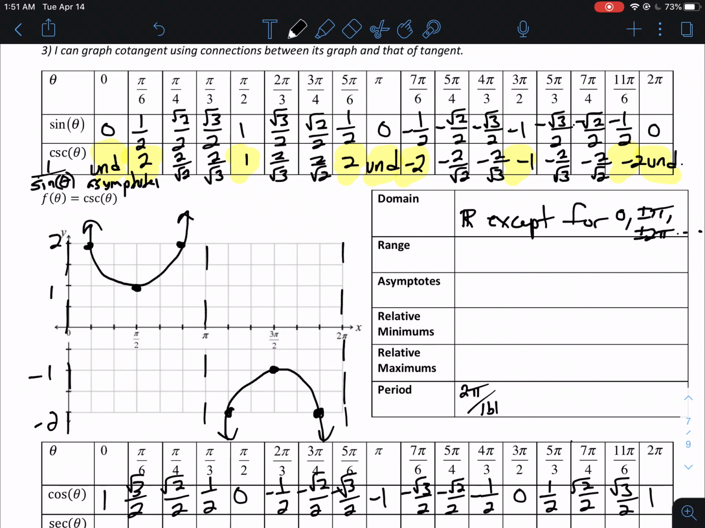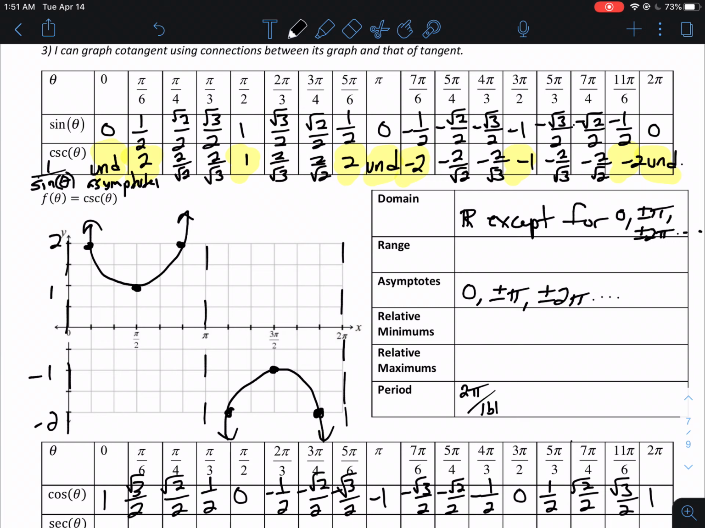So all the whole number values for pi are going to be our exceptions. Those are where the asymptotes are. So that would be a good thing to include down here. So 0, plus and minus pi, plus and minus 2 pi, and so on.